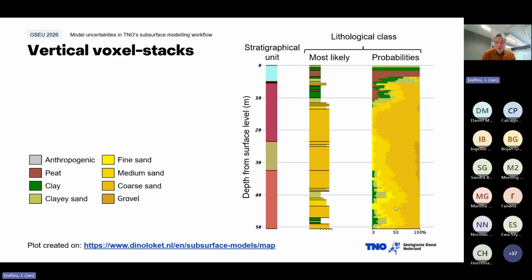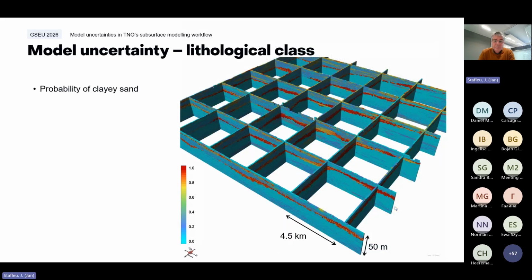But if we have a look at the 3 dimensions, for instance in this Venn diagram, we can plot the probability of clayey sand, or of fine-grained sand, or of peat, but we cannot plot all 7 lithological classes at the same time. So in this case, I plotted the probability of clayey sand, and I can see here that there's one layer with a high probability of clayey sand. So we can expect that model uncertainty in this layer is quite low, because I have very high probabilities of only one lithological class, but I cannot tell what the model uncertainty is for all the other layers.